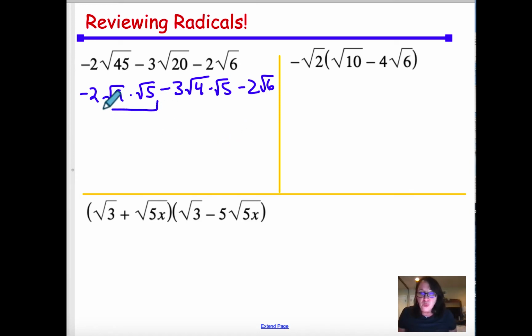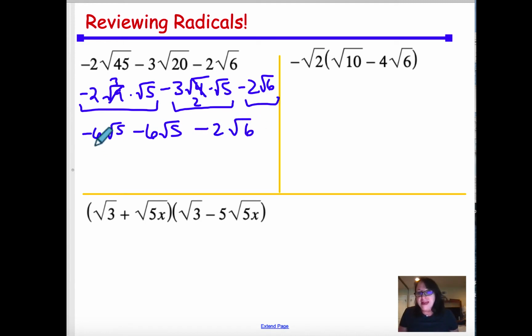So there's 3 terms here total. There's that one, and that one. For this first one, you've got negative 2 times, this is 3. So that's going to be negative 6 root 5. This right here is a 2. 2 times negative 3 is going to be negative 6 root 5. And then this is minus 2 root 6. So like values can be combined. So that's going to be negative 12 root 5 minus 2 root 6.